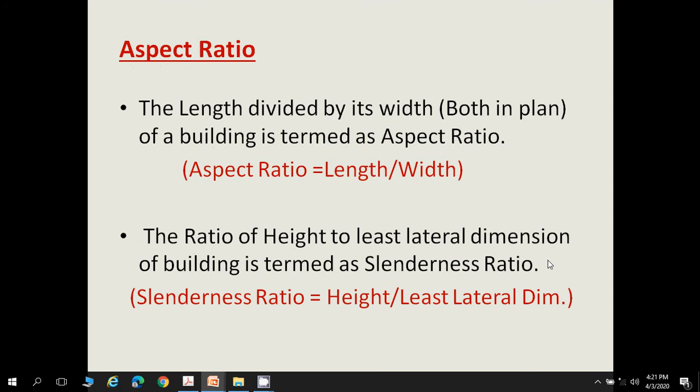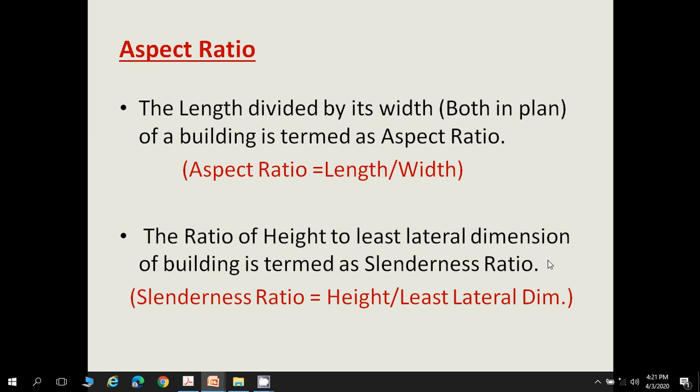It's the length divided by its width, both in plan of a building, that is termed as aspect ratio. When a building is in plan, its length is divided by its width, or the ratio of length to width of a building in plan is called aspect ratio.